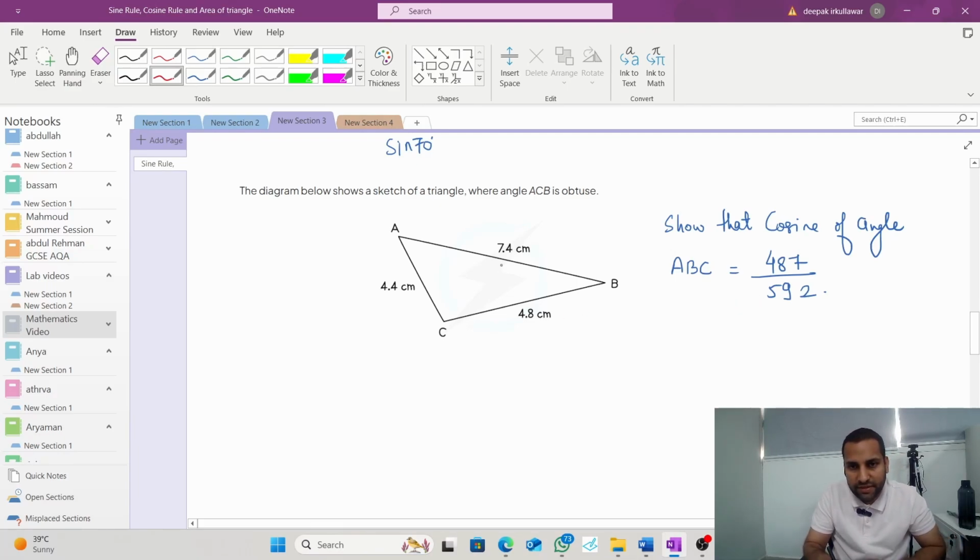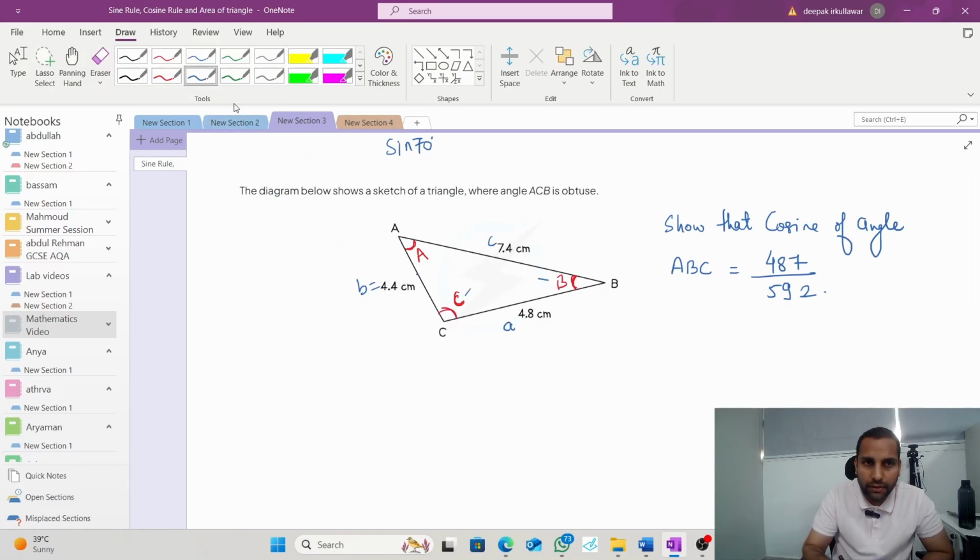Now, ABC is which angle? ABC is this angle. Before you proceed, you are supposed to name it. So, I will write this as capital A, this as capital B, and this as capital C. Side opposite to capital A is small a, side opposite to capital C is small c, and side opposite to capital B is small b. Once you do this, the next thing is very simple. You just need to see what we are supposed to find. We are supposed to find the cosine of this angle, cos B.